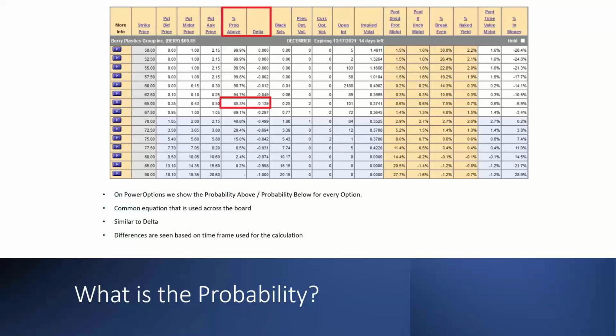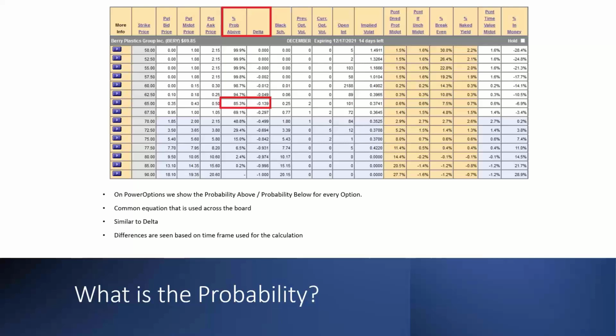The probability is really related to the delta in a sense. Similar calculations, similar factors, I should say, are used to calculate both the delta and the probability. We're talking about the static probability in this case. On PowerOptions, we show the probability above and probability below for every option. As you can see here, looking at MU for December 17th expiration, the 65 strike put has an 85.3% probability above, meaning that there's a theoretical probability MU would stay above 65, 85.3% probability.